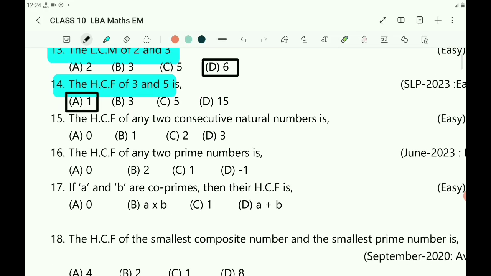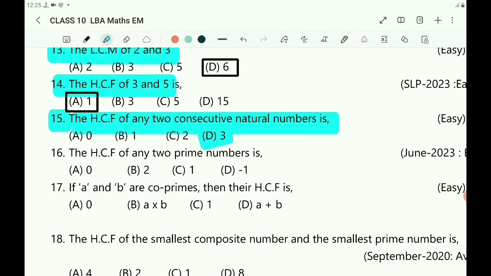Then you take question number 15. The HCF of any 2 consecutive natural numbers is: option A, 0; option B, 1; option C, 2; option D, 3. So what is the answer? Consecutive natural numbers are co-prime numbers, meaning their common factor is 1. They do not have common factors other than 1.